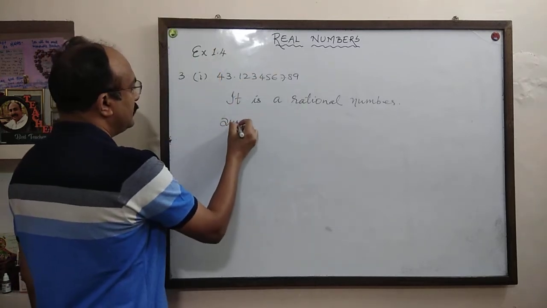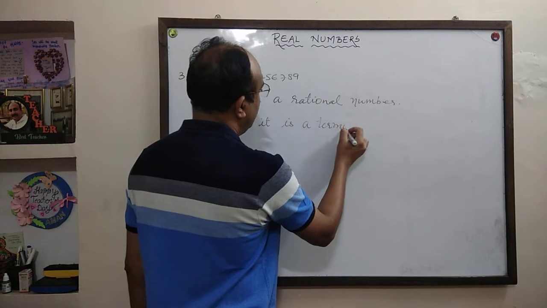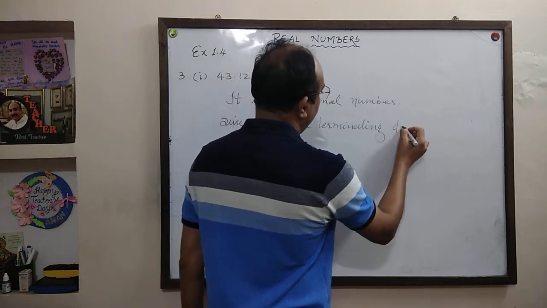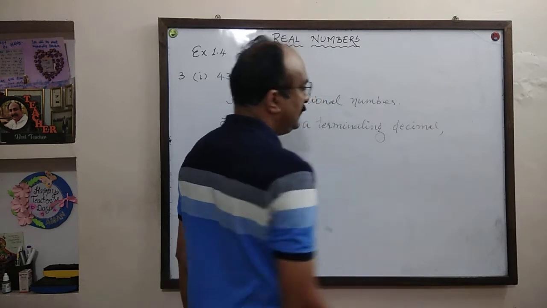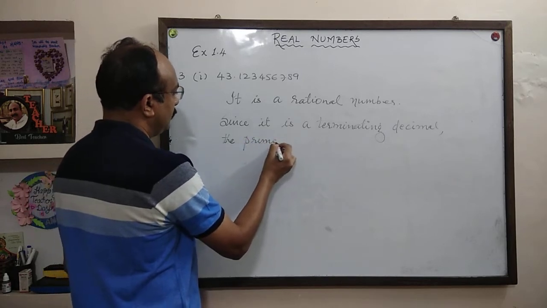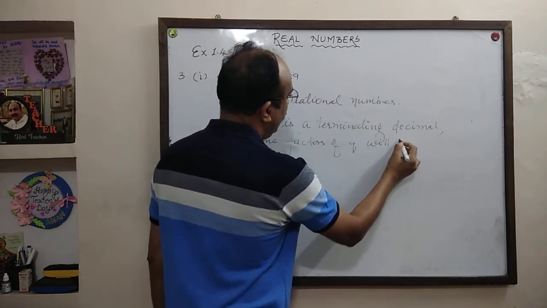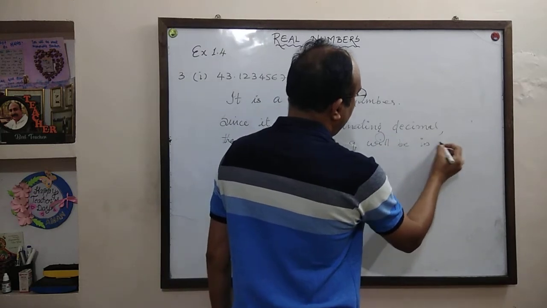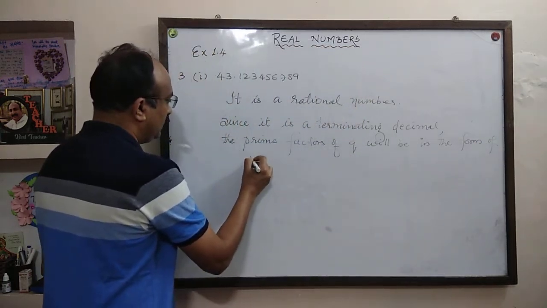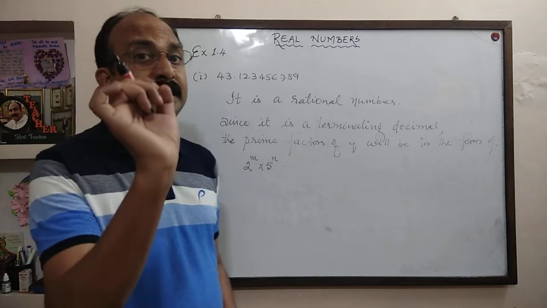So you can write, since it is a terminating decimal, the prime factors of q will be in the form of 2 power m into 5 power n. Got it? Since it is terminating decimal.